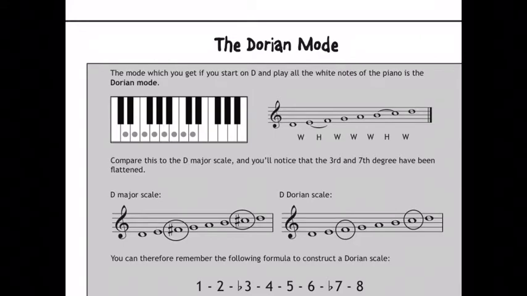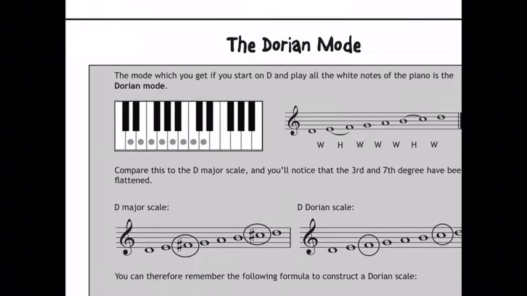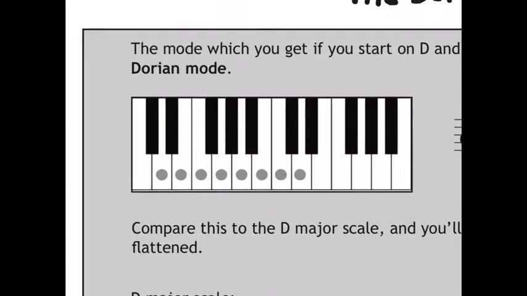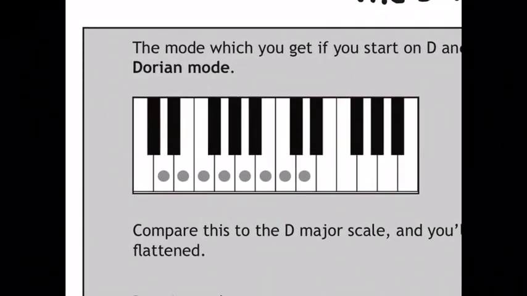Similarly, let me zoom in here again. If I were to play a Dorian scale starting on another note, let's say E, an E Dorian scale, what would be in the key signature of an E Dorian scale? It would be the key signature of D major. So an E Dorian scale would go from E to E using two sharps, F and C.